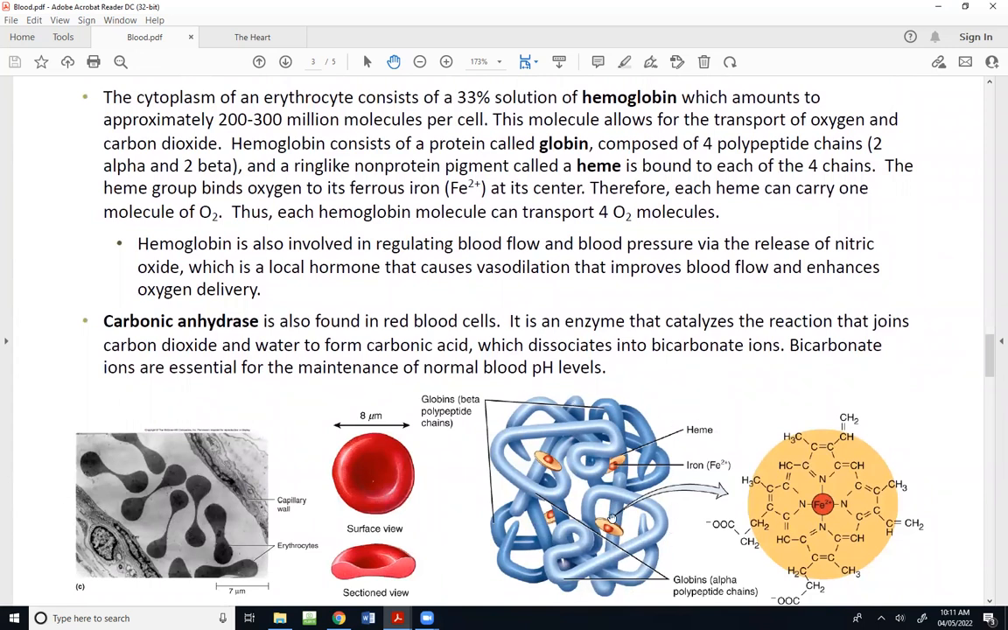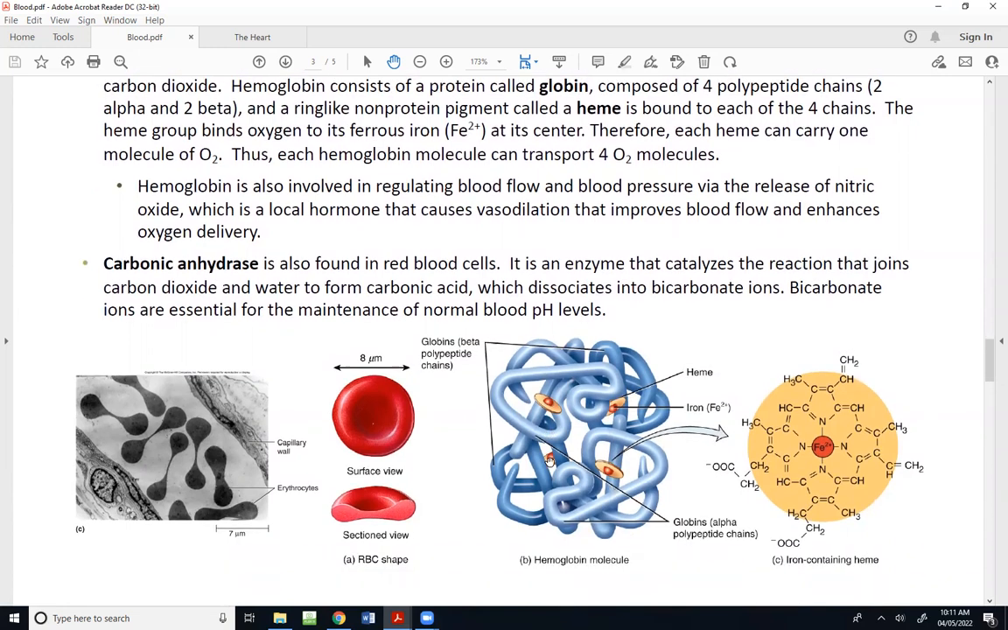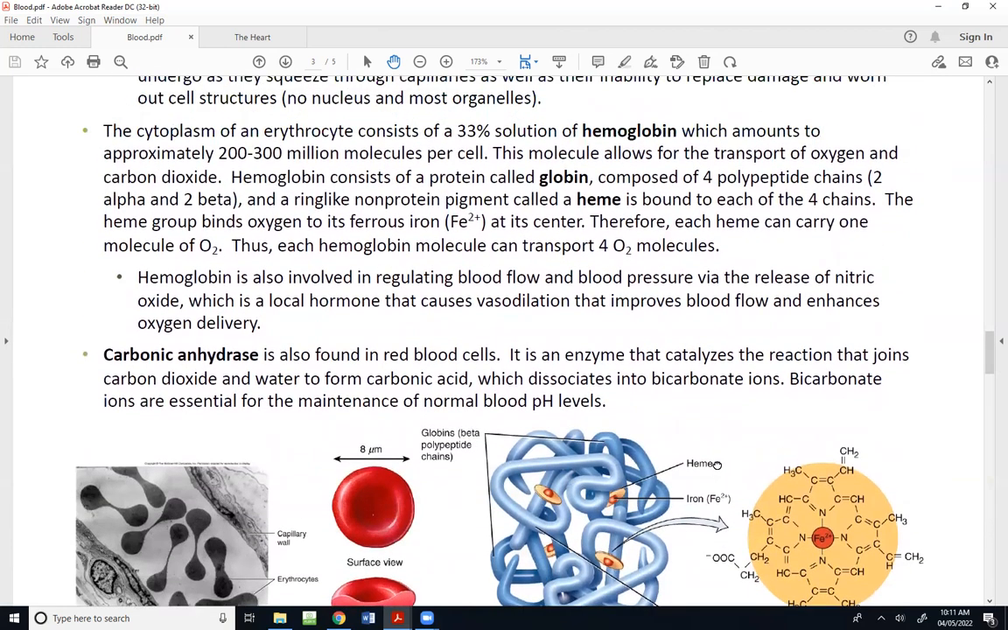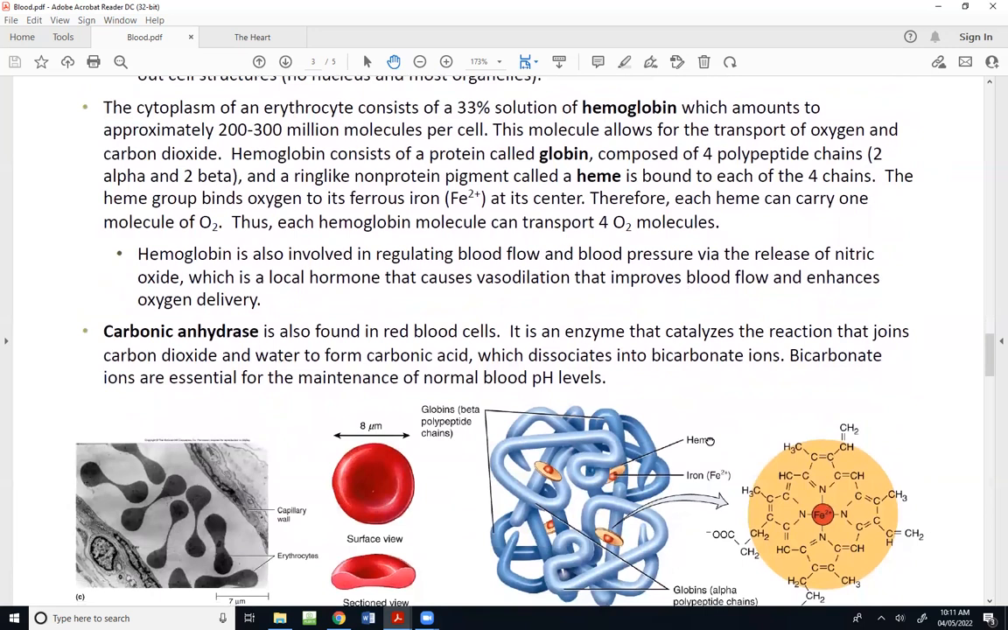Okay. Looking at this illustration, we show the makeup of what we call hemoglobin. Hemoglobin is about 33%, or about a third of the solution of the cytoplasm of our erythrocytes. So about a third of the interior of red blood cells is made up of hemoglobin. That amounts to approximately 200 to 300 million molecules per cell, which, that's a heck of a lot of hemoglobin. This is a molecule that allows for the transport of oxygen and carbon dioxide.